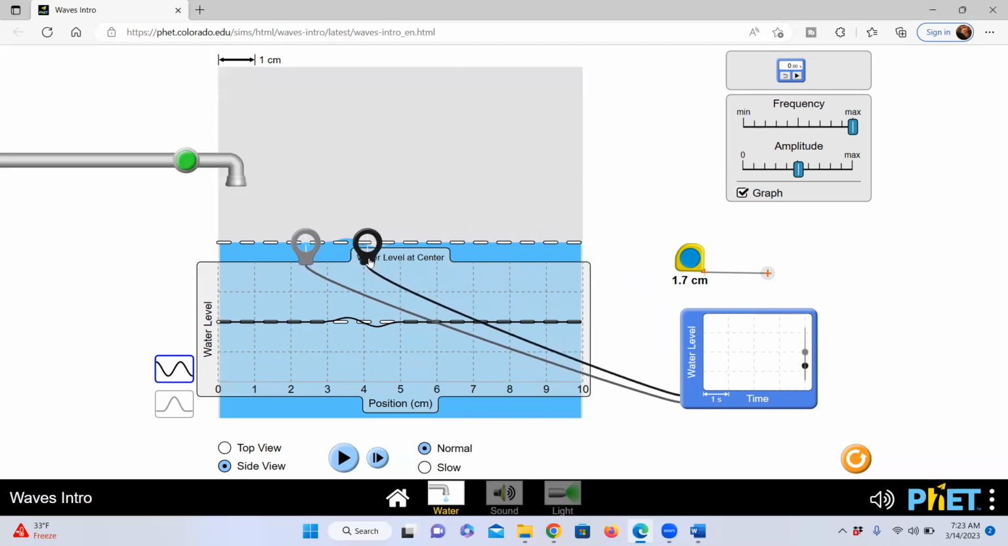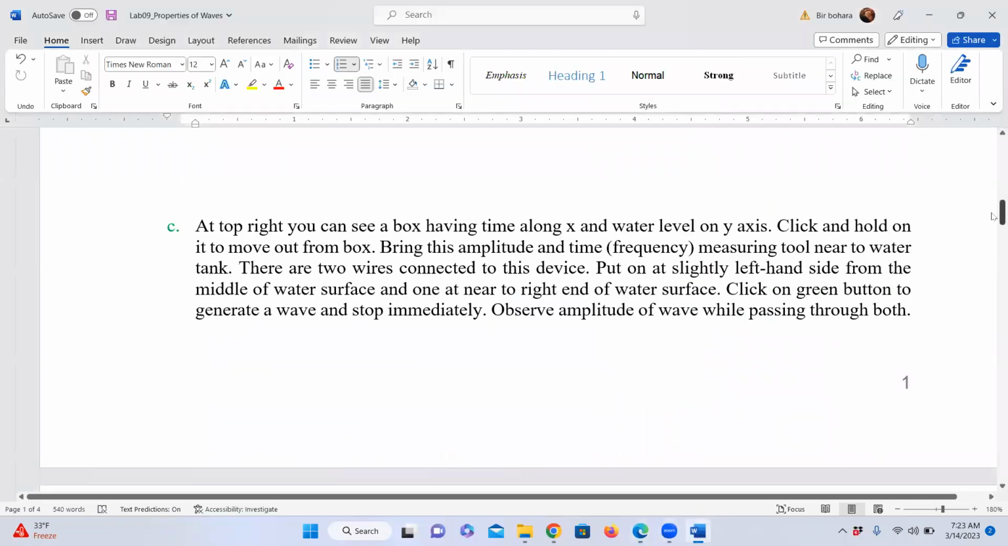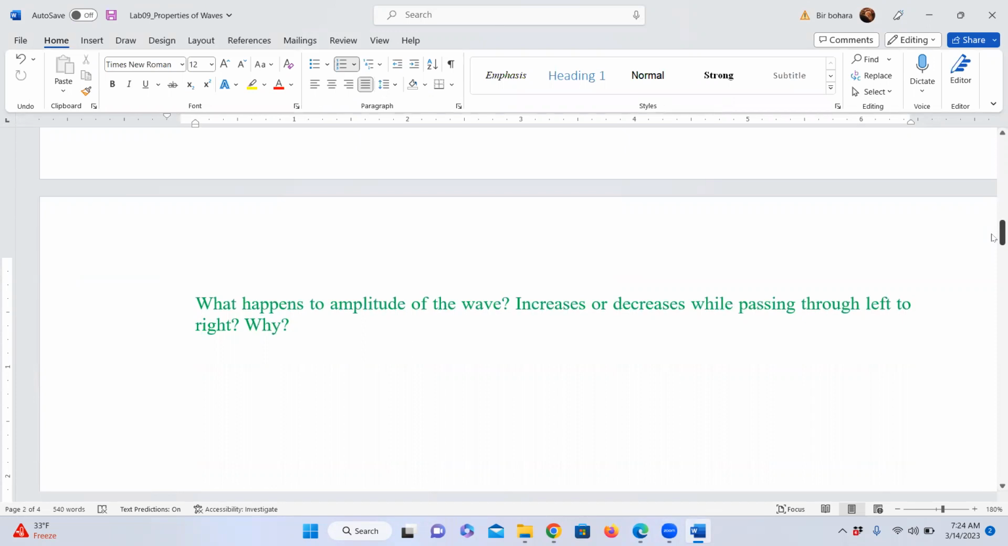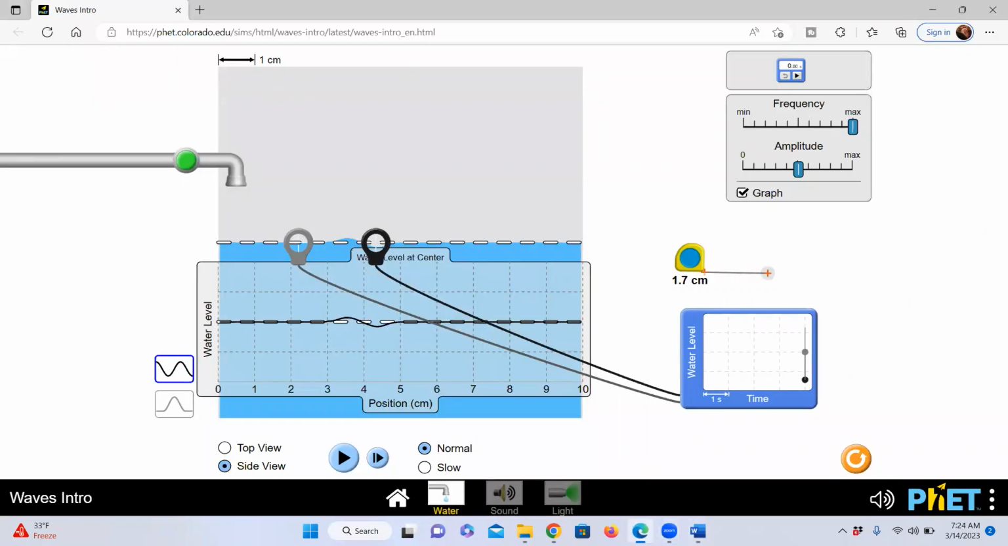You have to put this one somewhere left from the center so that you can see the different wave patterns passing through the first probe and the second probe, right? Slightly left and then let the wave pass. What happens to the amplitude of the wave? So you are basically observing the amplitude of the wave, right? Either it should be increased or decreased while passing through the two probes. Okay, let's observe and see.